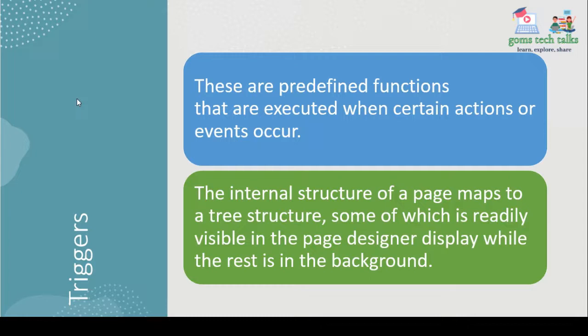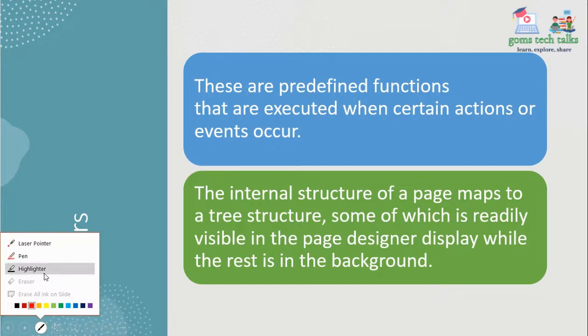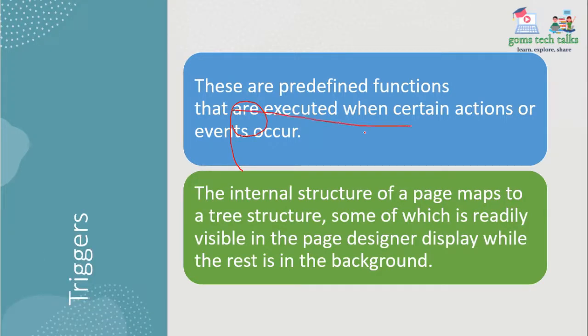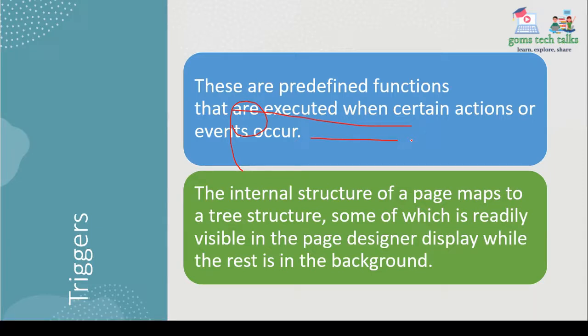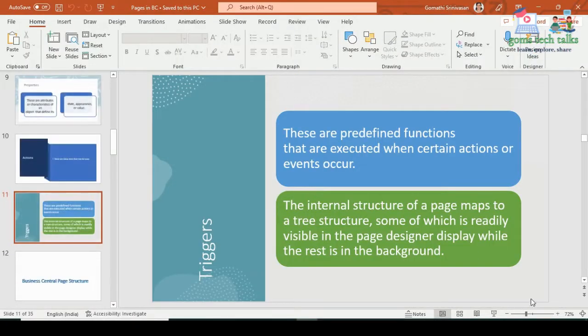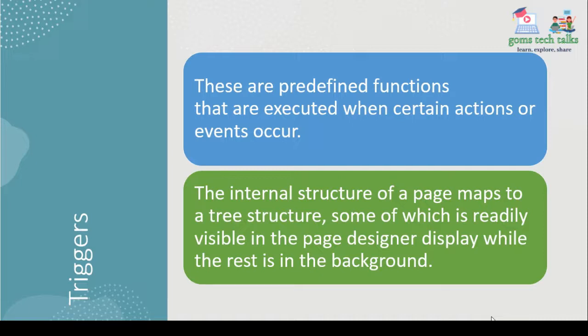And the triggers. We have already discussed triggers in the previous table. Triggers are basically predefined functions that are executed when a certain action or event occurs. For example, if I scribble something over here and try to press escape, it asks whether I want to keep my ink annotation. This is the trigger. If some action has been performed and I try to close it, it informs me whether I need this or not. That trigger we can also create for the page.